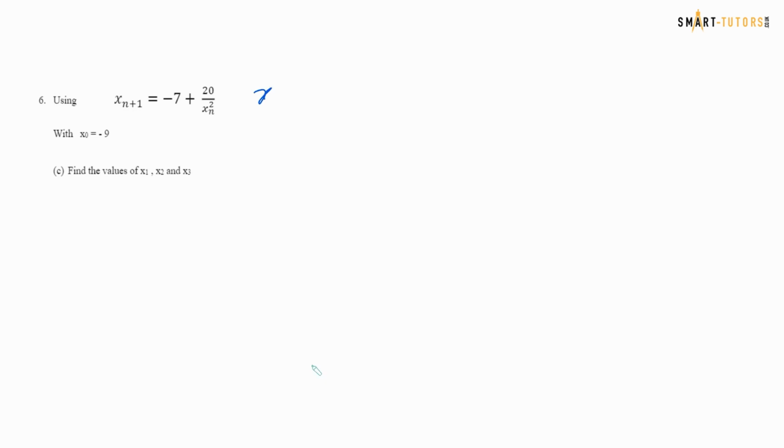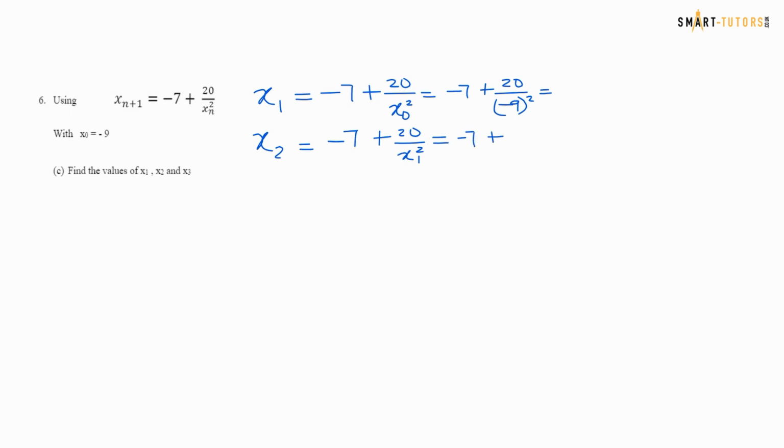Let's do this one. So x1, how you're going to do, minus 7 plus 20 over x0 squared. So which is going to be minus 7 plus 20 over minus 9, put them into the bracket, squared, equal. So x2 equal minus 7 plus 20 over x1 squared, equal minus 7 plus 20 over the answer, whatever the answer, that squared, that is the x2. And x3 is going to be minus 7 plus 20 over x2 squared, equal minus 7 plus 20 over whatever the answer on the previous step, that is the answer.